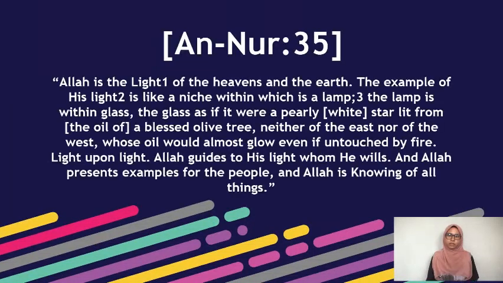Lastly is the conclusion. In the Al-Quran, Surah An-Nur ayat 35, Allah has stated that Allah is the light of the heaven and the earth. The example of His light is like a niche within which is a lamp. The lamp is within glass, the glass as if it were apparently starlit from the oil of a blessed olive tree, neither of the east nor of the west, whose oil will almost glow even if untouched by fire. Light upon light, Allah guides to His light whom He wills, and Allah presents examples for the people, and Allah is knowing of all things.